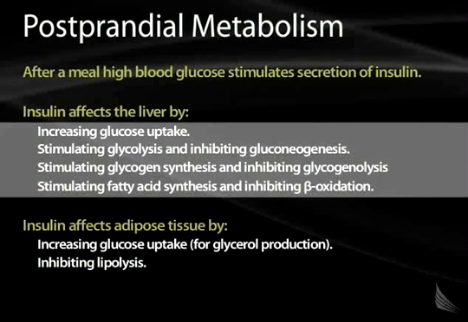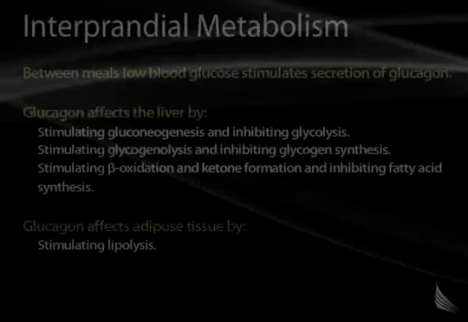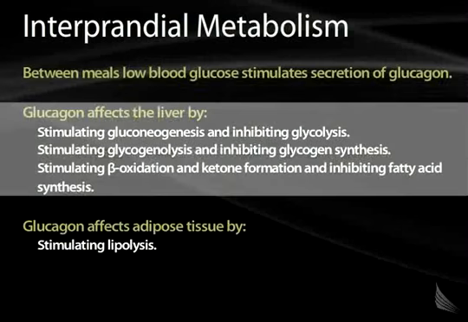In addition, the insulin affects the adipose tissue, as we've indicated already, by increasing glucose uptake for glycerol production and by inhibiting lipolysis. Between meals, then, after a while, the blood glucose starts to fall, and this stimulates the secretion of glucagon. Glucagon then affects the liver by stimulating gluconeogenesis.